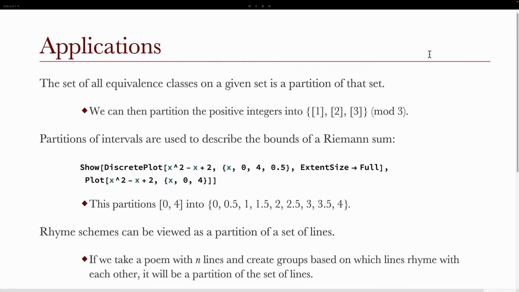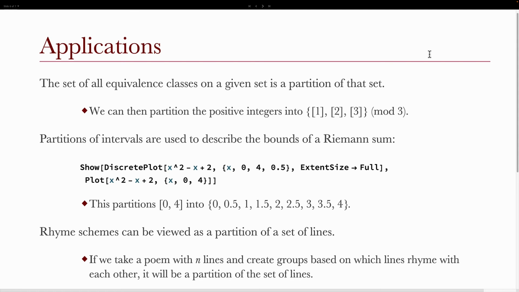And of course we know that none of these sets are empty because 1 will be in the first one and 2 will be in the second, and so on and so forth. And finally, we know the union of these sets will be the positive integers because every positive integer will have to be congruent to 1, 2, or 3 when taken mod 3.